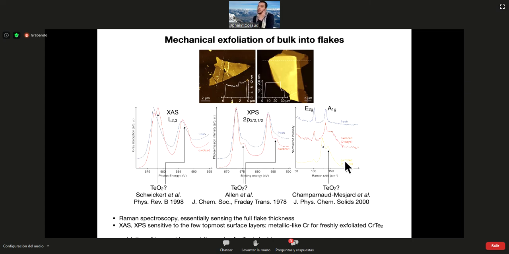All these techniques, especially XAS and XPS, are very sensitive to the topmost surface layers. So they tell us that the top of the material is actually oxidized. We know it's not going deep inside the crystal because we have some magnetic imaging I will show you later. But at least we should be aware that the top layers are oxidized. It's a slow oxidation, but it's there, and it should not be disregarded.